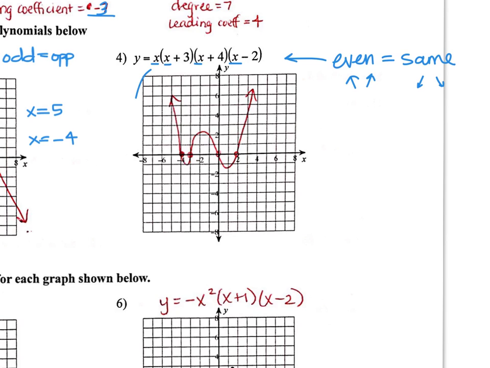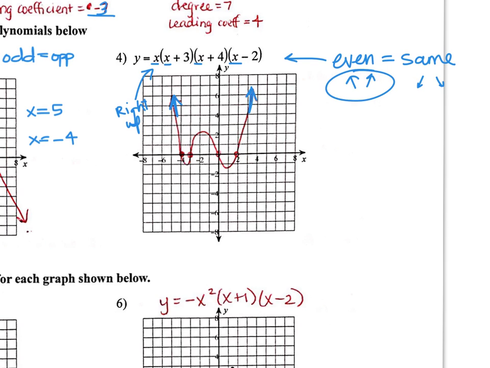Then I look at the front to determine if that's a positive or negative number. I don't see any negative signs, so since it's positive, that means on the right side, it's going to go up, which means the only possible end behavior is up, up. That's where I'm getting these two from right here.